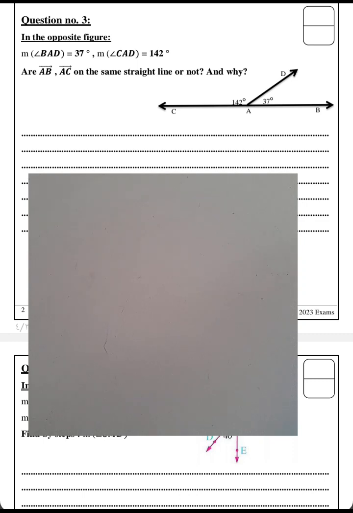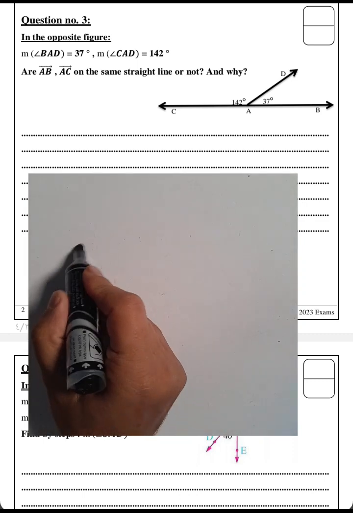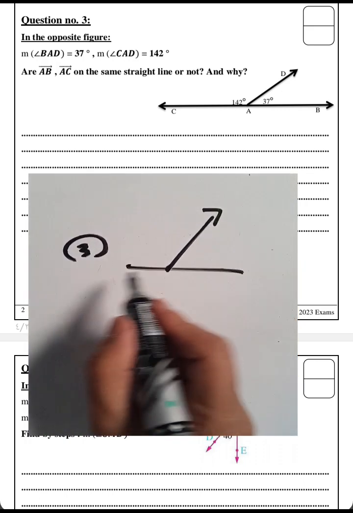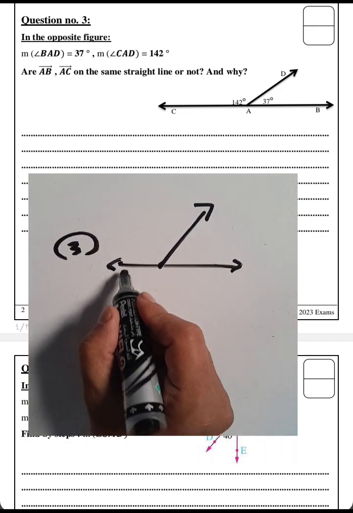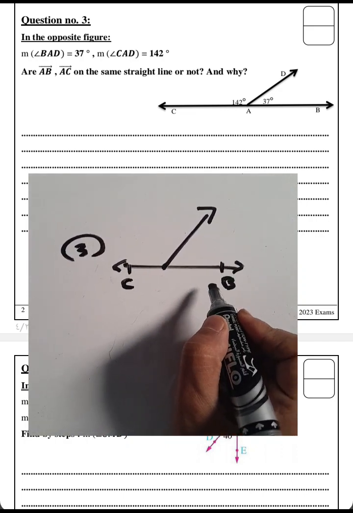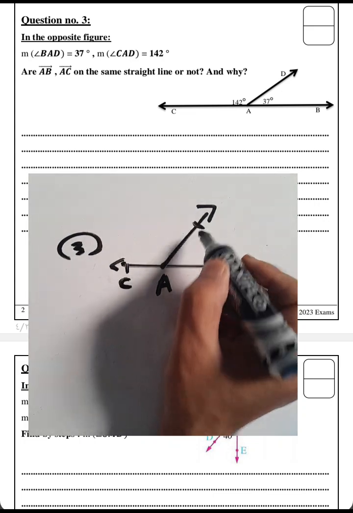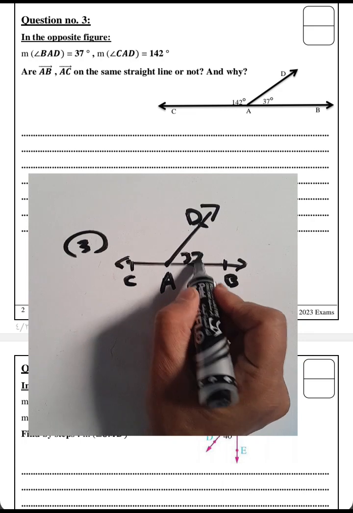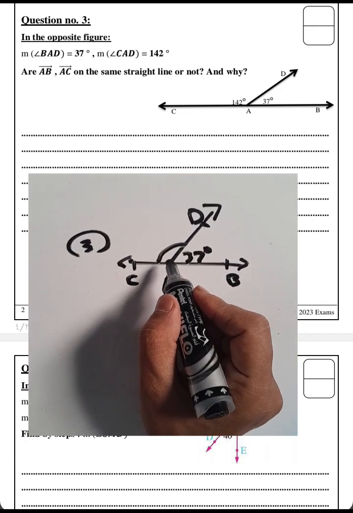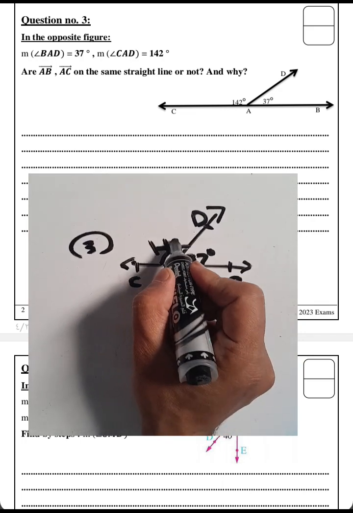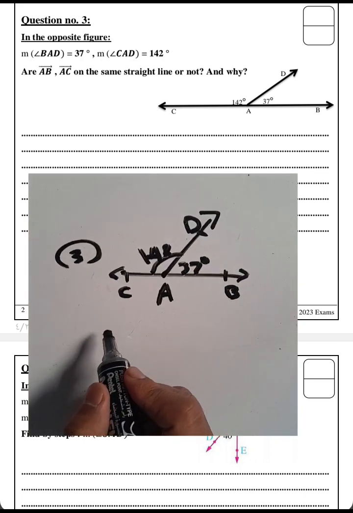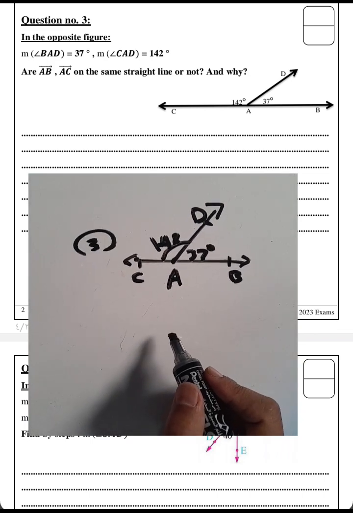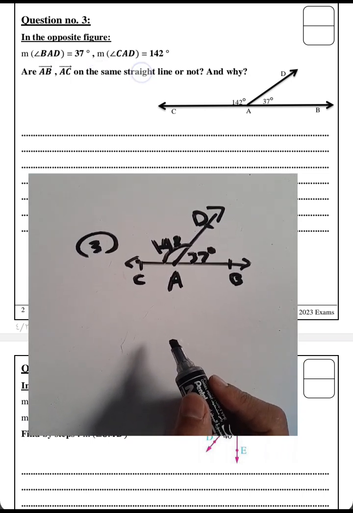Question number 3. If the measure of angle, we have here a straight line, and here D. This angle was 37 degrees, and this angle was 142 degrees. Okay, we have here 142 degrees and 37 degrees. Are AB and AC on the same straight line or not?